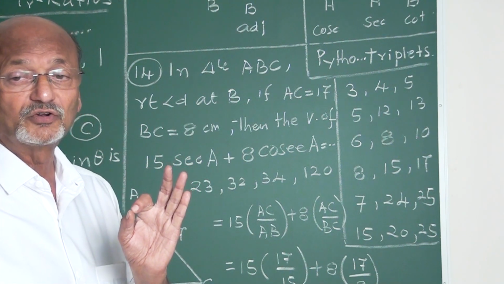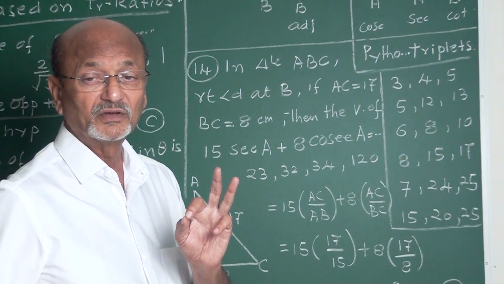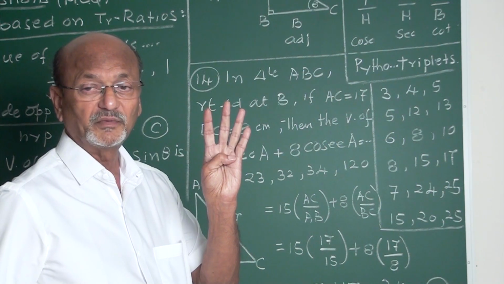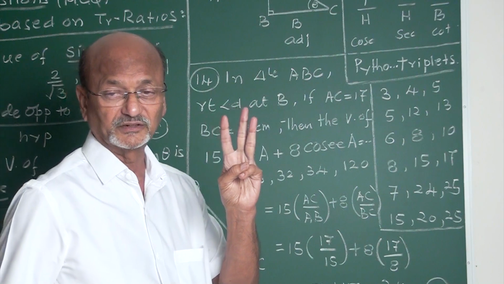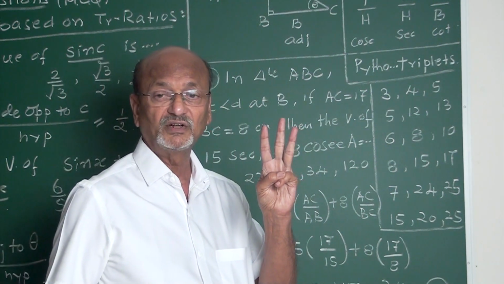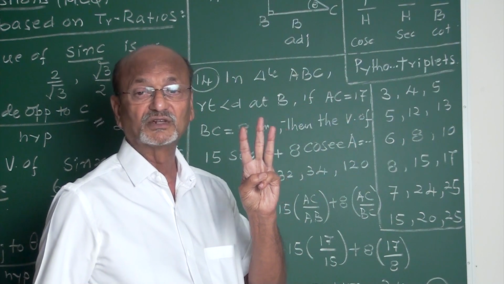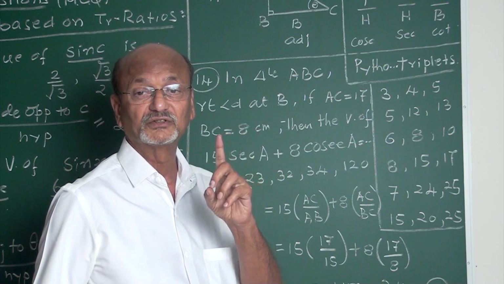Once again, I want to remind my friends, three subjects are combined in Paper 1: mathematics, science, plus social studies. In each subject there are 40 questions, so 120 questions in total. How many hours? 3 hours, 3 into 60, 180 minutes.